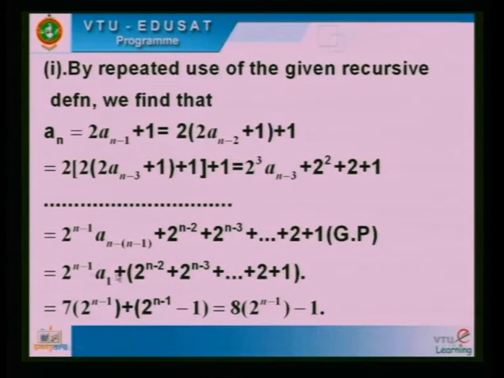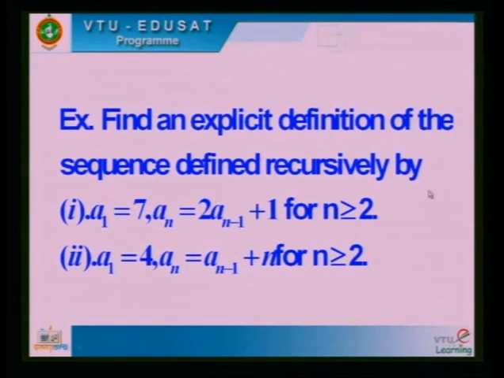Also the first value is given, a_1 equals 7. With a_1 being 7, this is 2^{n-1} times 7 plus 2^{n-1} minus 1, that is 7 plus 1 is 8, so 8 times 2^{n-1} minus 1. This is the recursive definition solved by repeated use. Similarly, you can do this problem yourself.